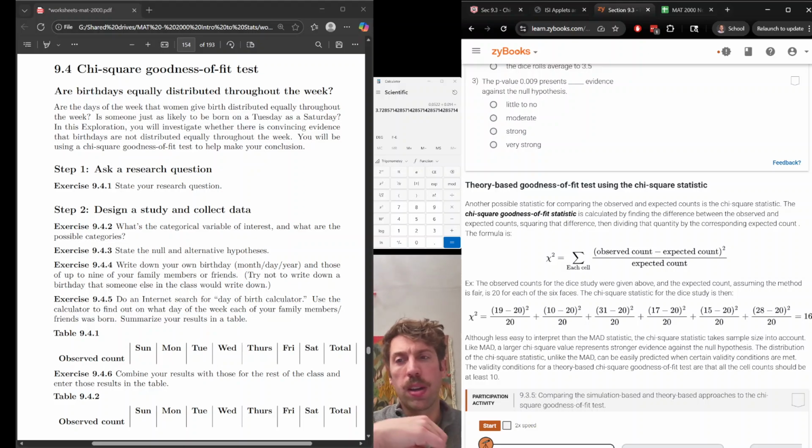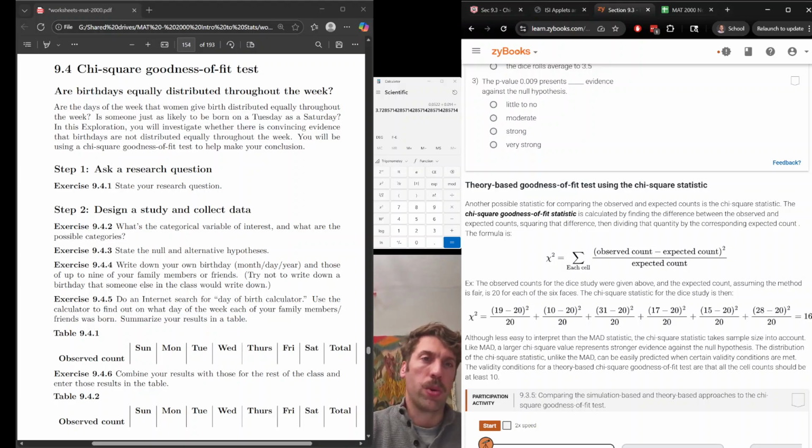The way that we had calculated it before built on prior knowledge of developing a z-score, whereas this formula skips that. It's a faster formula where it's just the sum of observed count minus expected count, quantity squared, divided by expected count. And now we're going to use that idea in section 9.4 of the worksheet, where we're looking at birthdays and whether or not they are equally distributed throughout the days of the week.